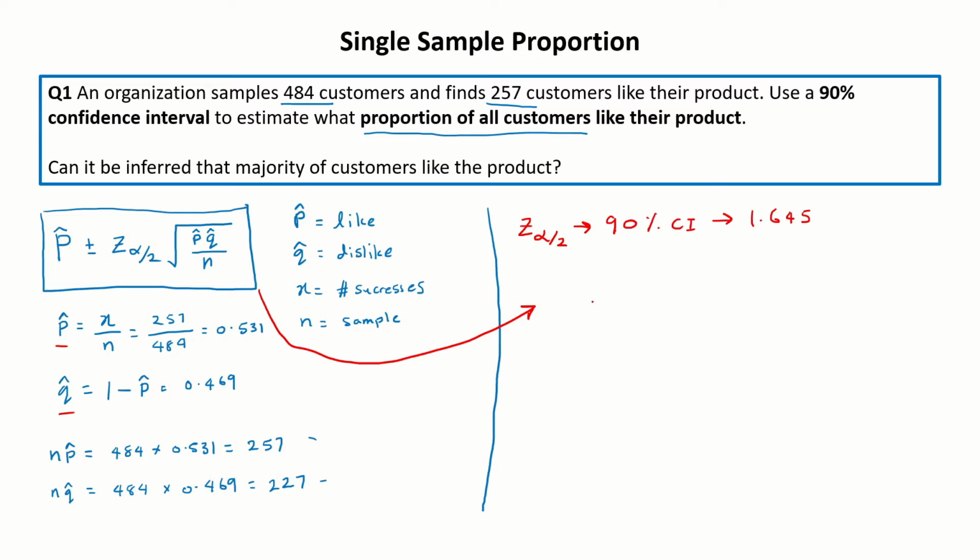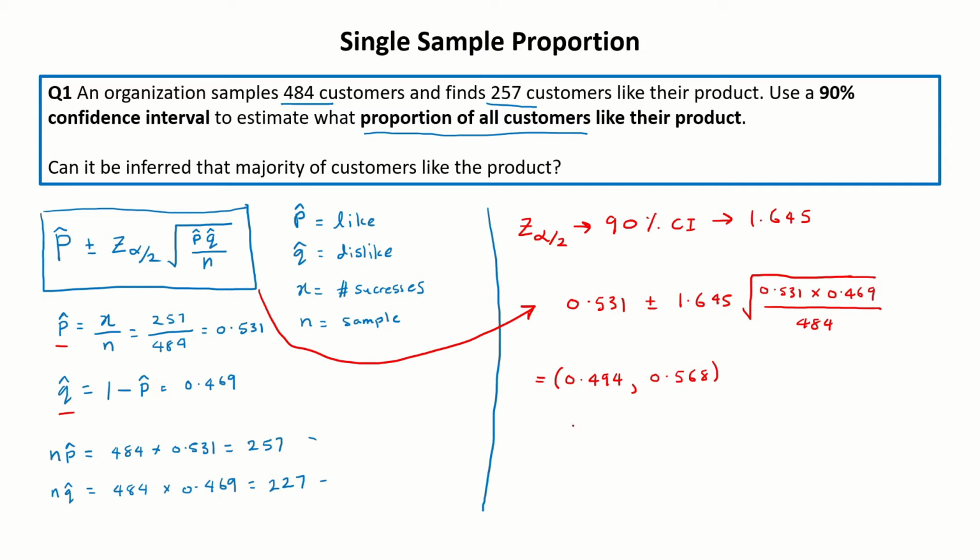So to calculate the confidence interval, we can use this equation, and it would be p hat, which is 0.531, plus minus z alpha over 2, which is 1.645, times the square root of p hat times q hat, so 0.531 times 0.469, divided by the sample size n, which is 484. And in calculating this, you would get an upper and lower bound for the confidence interval. The lower bound would be something like 0.494, and the upper bound should be something close to 0.568.